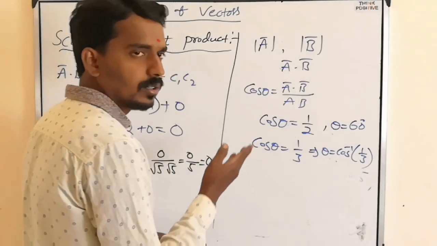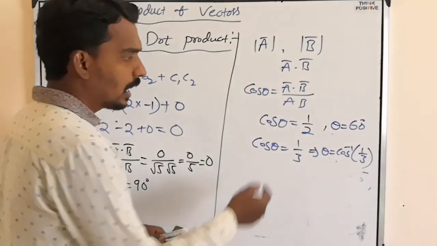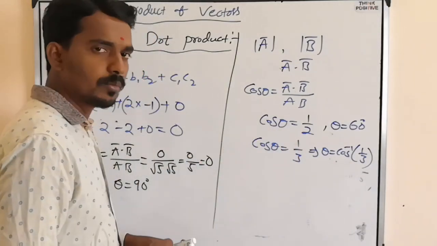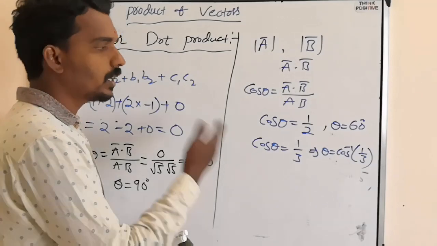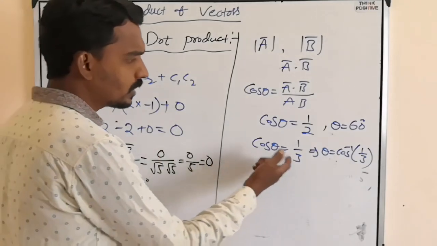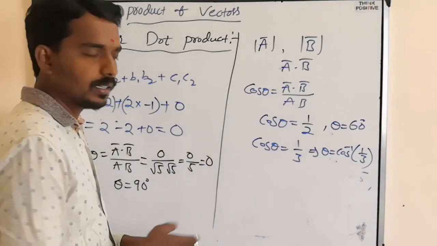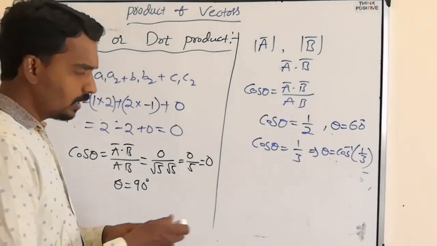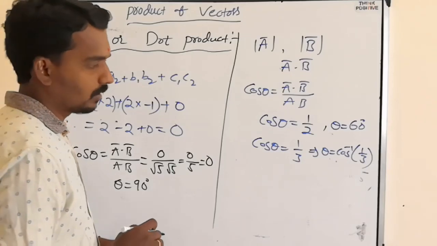See, if you know, then give the exact angle. Like suppose cos theta is 1 by root 2. Cos theta 1 by root 2 means what is theta? 45 degrees. But here, cos theta 1 by 3, we don't know exactly. Then take theta as cos inverse 1 by 3. So that's why don't bother about the angle.